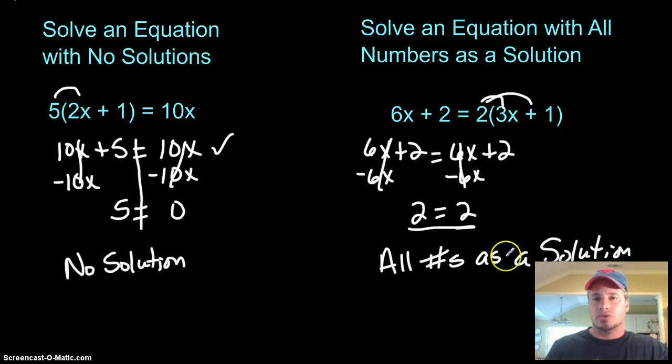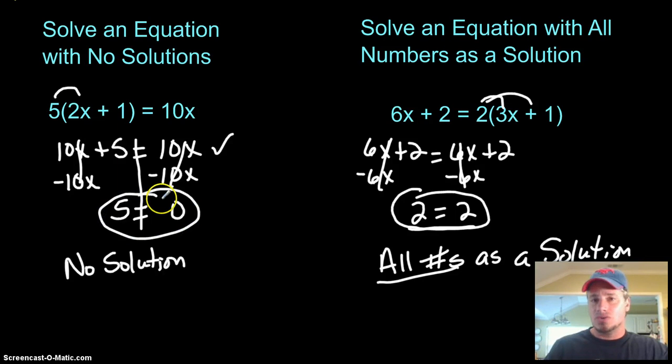You would say all numbers are a solution, or just all numbers would be fine. All numbers. Okay, that means any number I put in for x is going to make this true. I can choose 0, I can choose 1, I can choose negative 500 million. I put it in there, I get the same thing on both sides. It's a true statement. So when you get something like this that's true, it's all numbers for the solution. When you get something over here that's false, it has no solution.